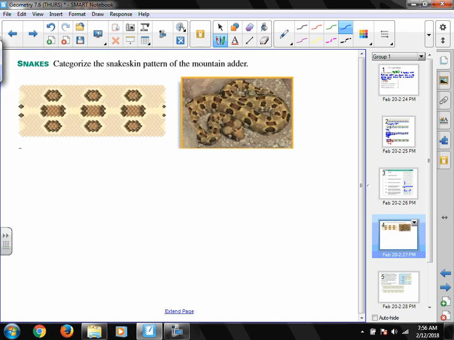So if I look at an example, we've got the mountain adder snake, and I need to categorize the snake skin. Right away, first thing that jumps out to me is I've got a vertical line here that it's symmetric around. Then it also looks like I'm pretty symmetric right around in here. So really, I am repeating this base unit right in here.